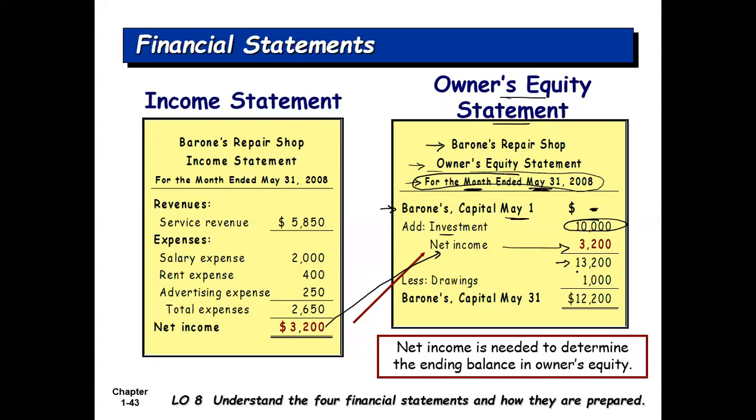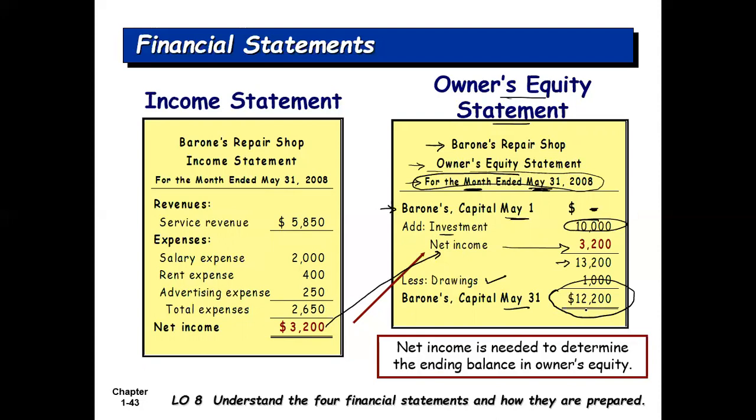So we got 13,200. And we have to see whether the owner has made any drawings, has taken any amount for his personal use or not. Since here the owner took $1,000 for his personal use, we will deduct this amount from the 13,200 capital of the business. So at 31st May, at the end of the accounting period, at the end of this month, the total that we have in our owner's equity account would be 12,200.